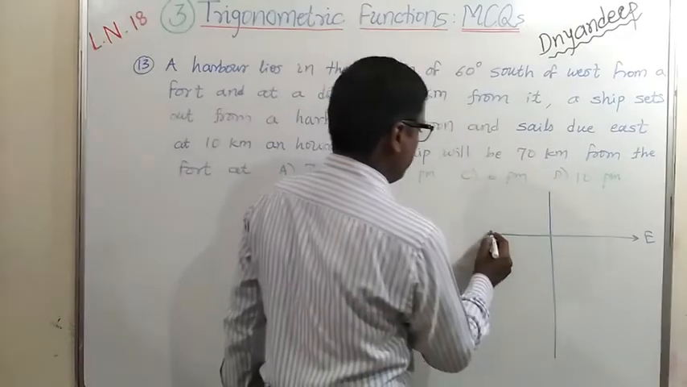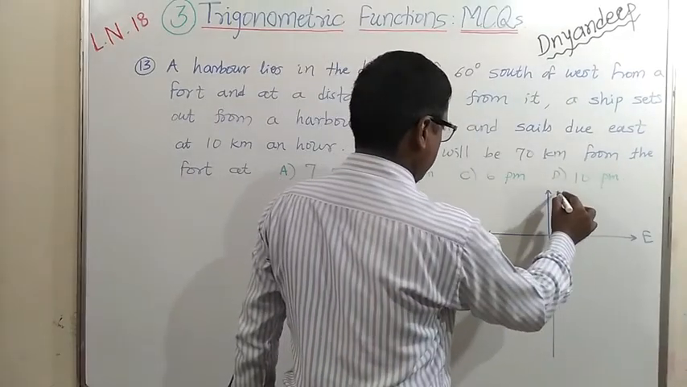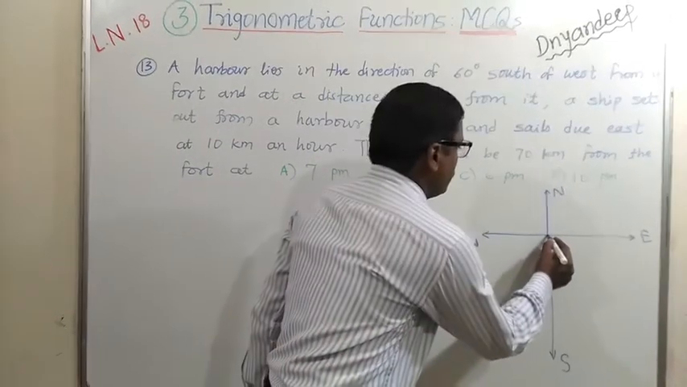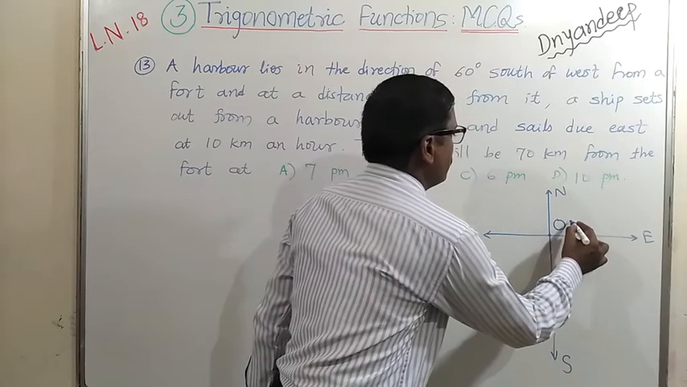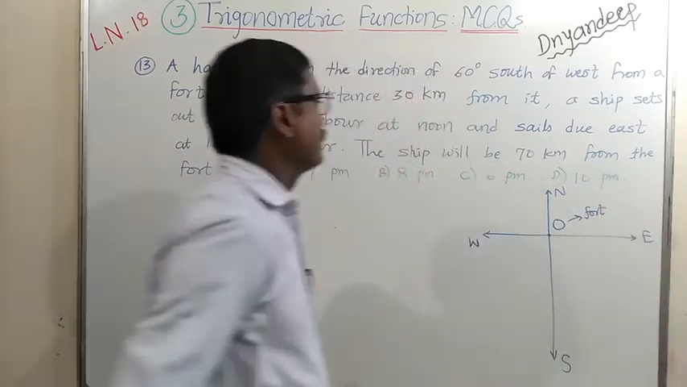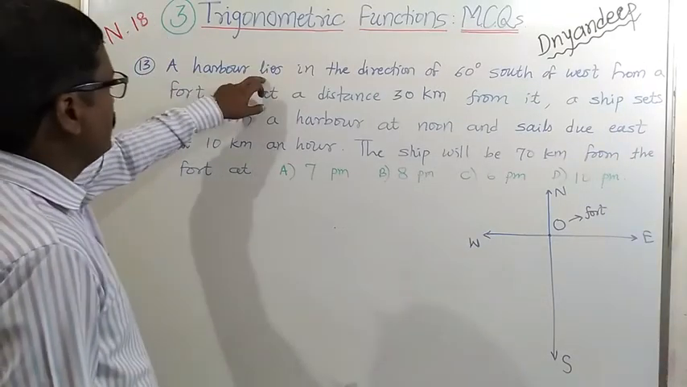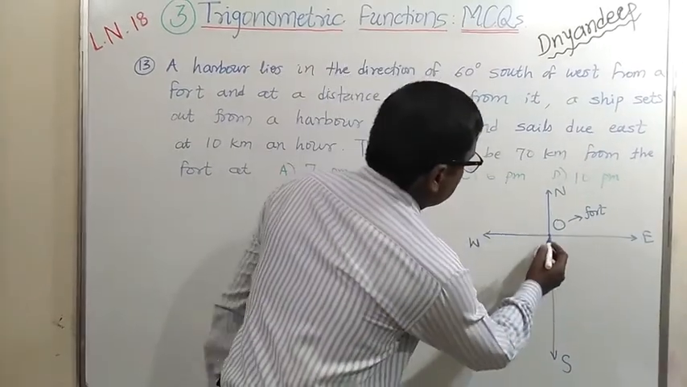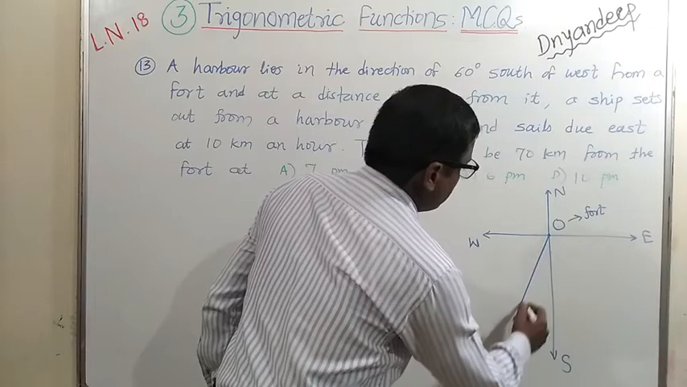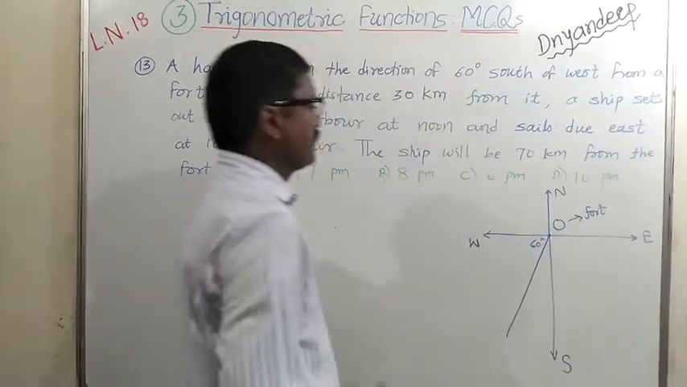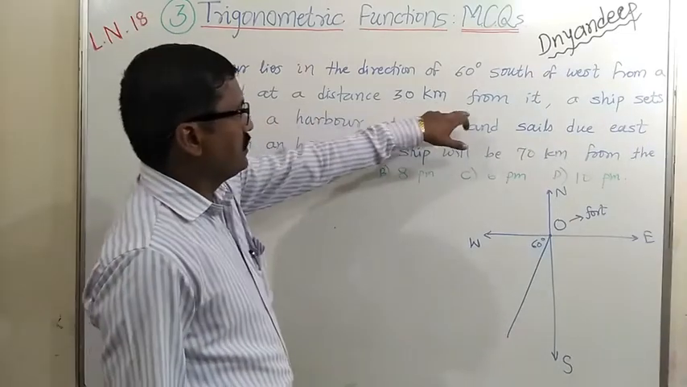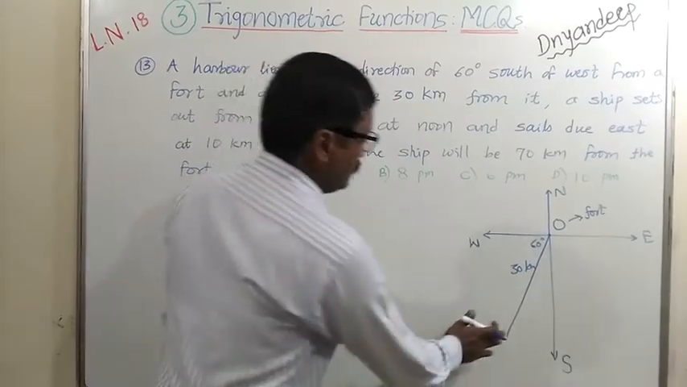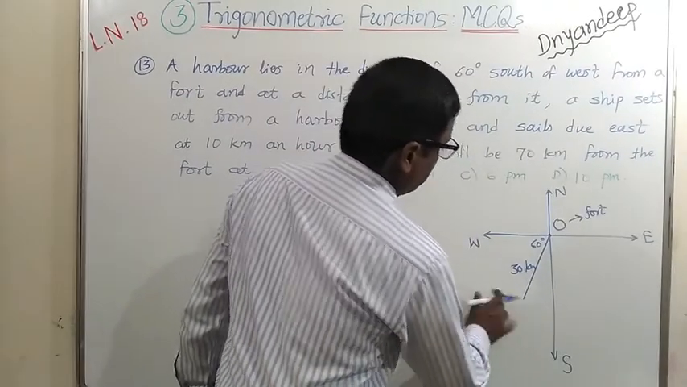This will be east, west, north and south. Suppose this is the position of the fort. O is nothing but the fort, and from the fort the harbor lies in the direction of 60 degrees south of west. South of west, southwest direction, 60 degrees. So this will be a 60 degree angle, and at a distance of 30 km from it, and this distance is 30 km. Okay, let us suppose this much as 30.